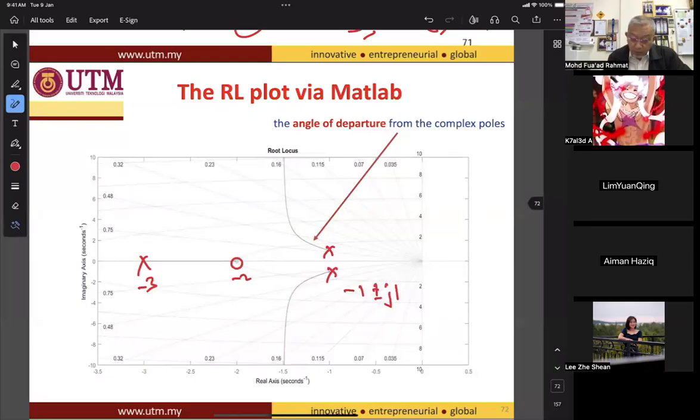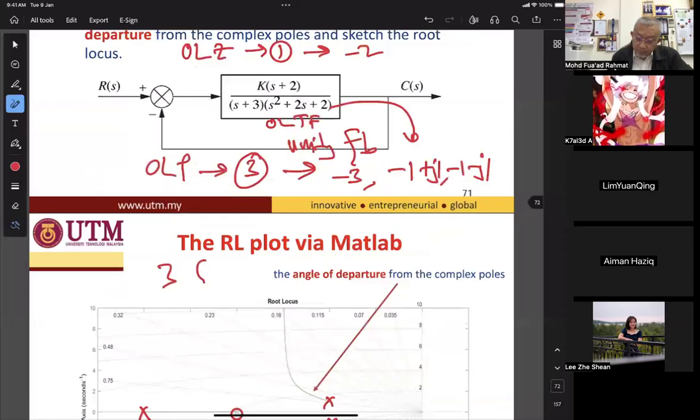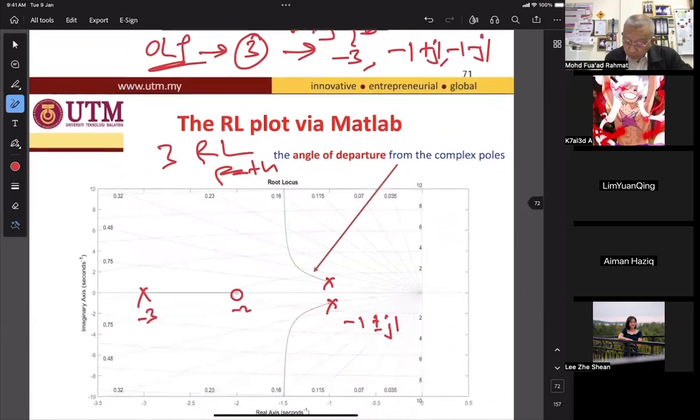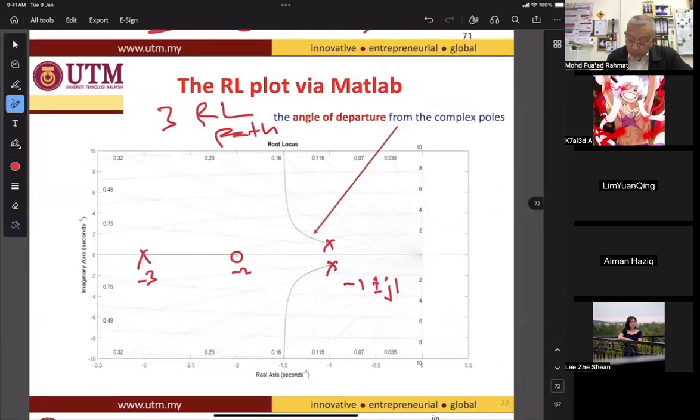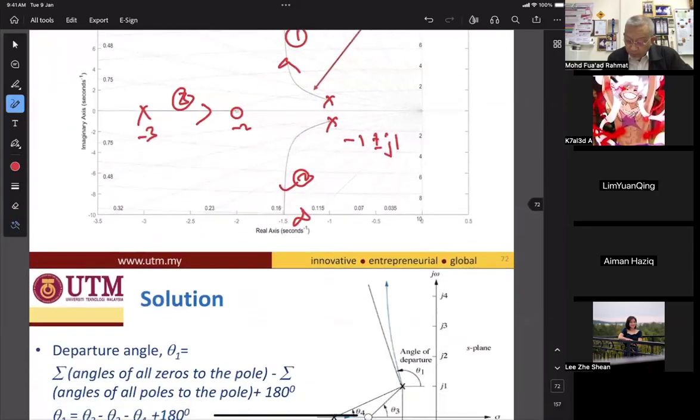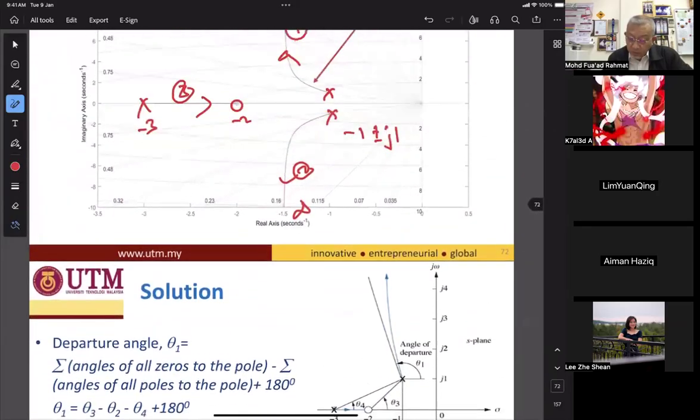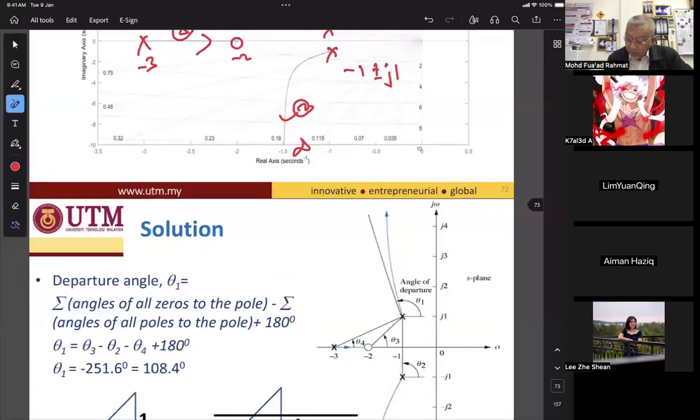So we have three root locus paths because we have three open loop poles. So this is root locus path number 1, number 2, and number 3. Two go to infinity, and this one ends at the zero. All right. So we measure the theta departure angle, which is here. Our area of concern is theta 1.